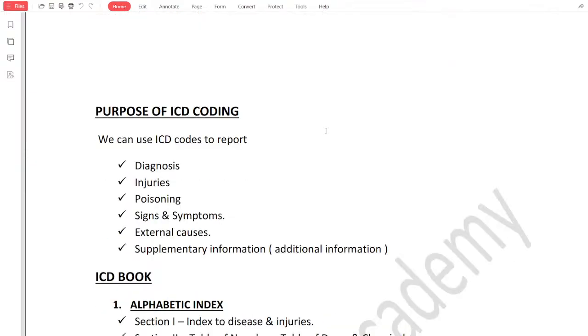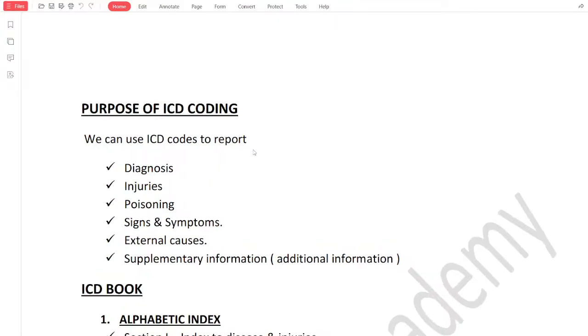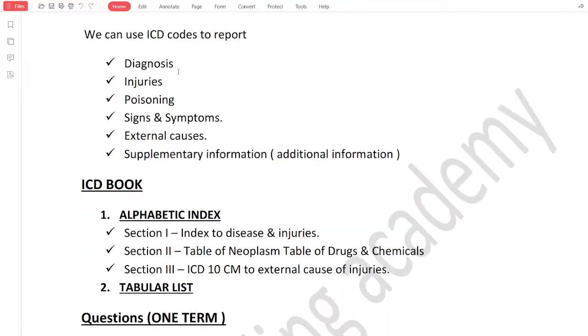And next is the purpose of ICD coding. We can use ICD codes to report what purposes? Diagnosis. Already we discussed diagnosis purposes. Injuries, poisons, signs and symptoms, external causes, supplementary information or additional information. So these are the basic things included in ICD codes.